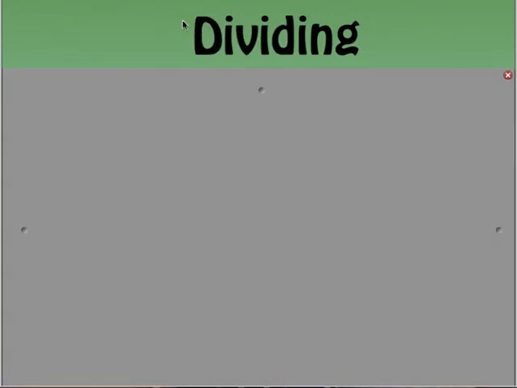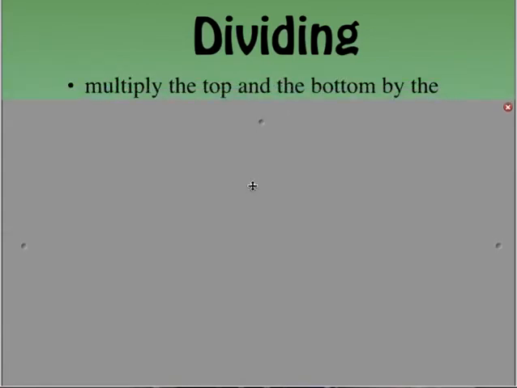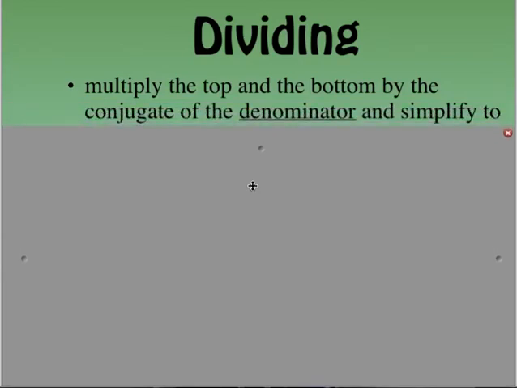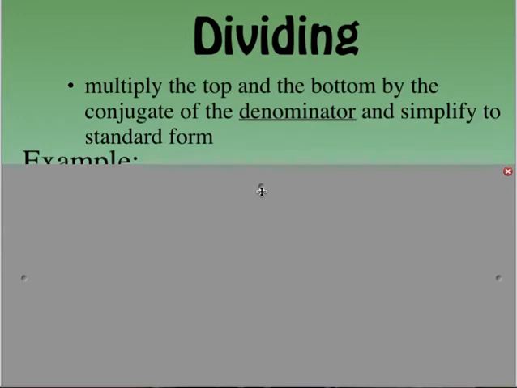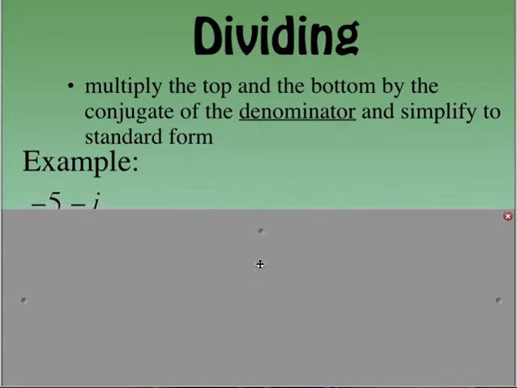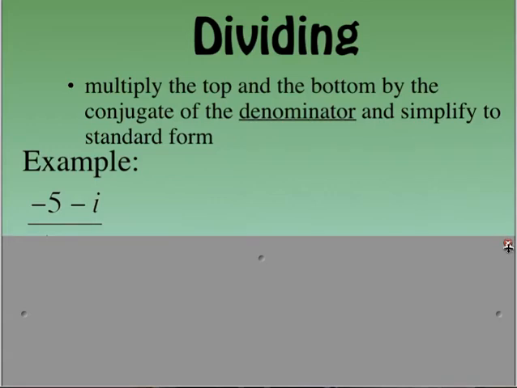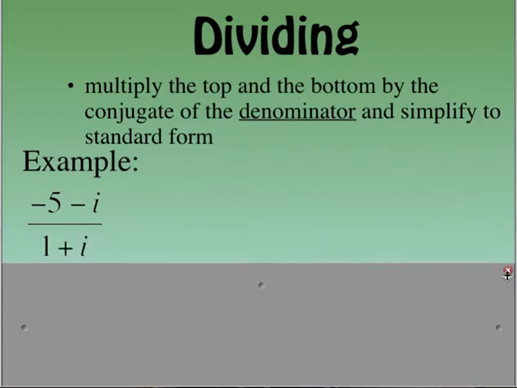So with division, what you need to do, when it's going to be written in the fraction format, is that you have to multiply the top and bottom by the conjugate of the denominator and then simplify it to standard form. Now the example I have in this video is different than the one that is written on your page, so if you could please cross out your numerator of 2i and rewrite it as -5 minus i. So I changed the example that's on your page.